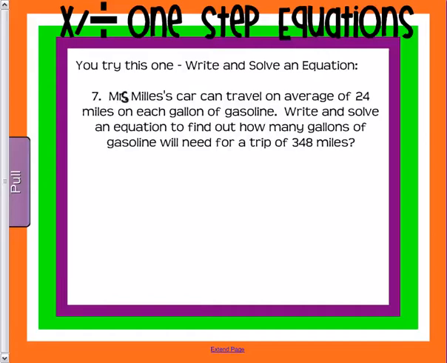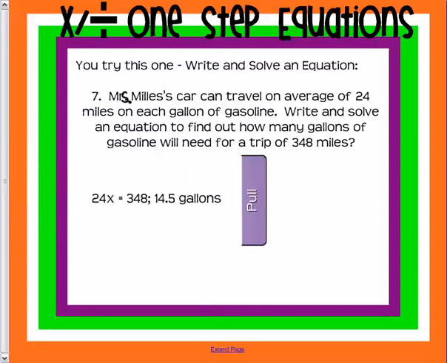Let's make this Miss Millis. Mrs. Millis's car can travel on average 24 miles on each gallon of gasoline. Write and solve an equation to find out how many gallons of gasoline will be needed for the trip of 348 miles. Okay, you try that one. Pause the video. I'm actually going to go through it right now.